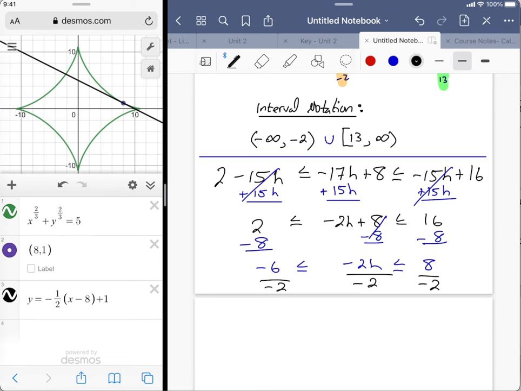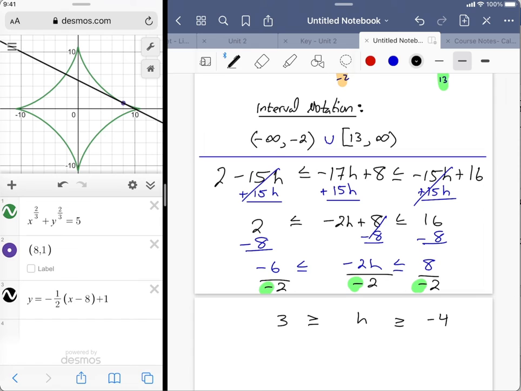Because I'm dividing by a negative, I'm going to reverse the direction of all the signs there. These inequalities were all pointing to the left, and they're all going to point to the right now, because I'm dividing by a negative. So this becomes 3, we have an h, and we have a negative 4. And so this is one way to represent our final answer.